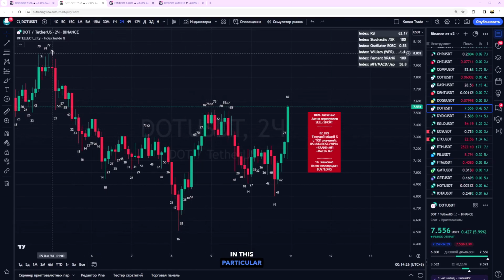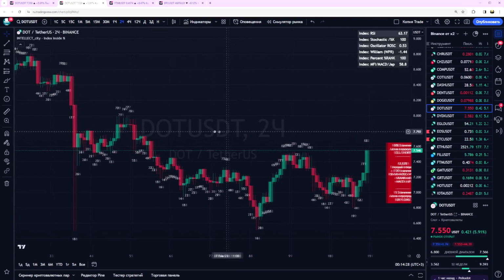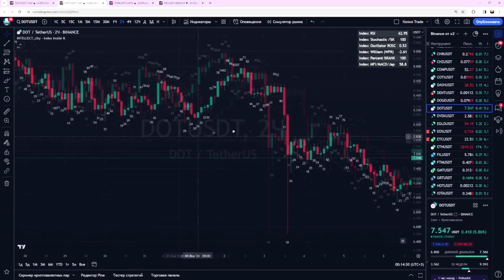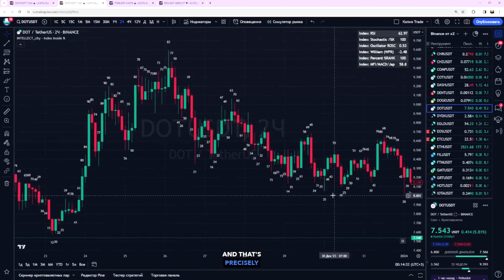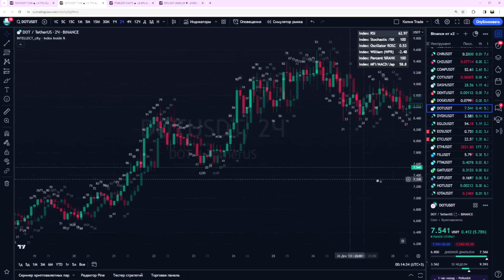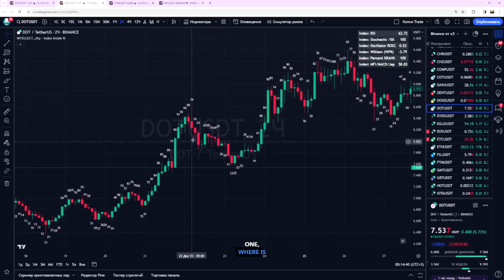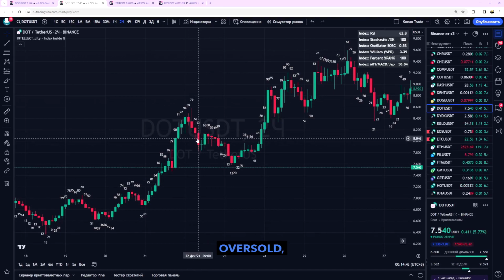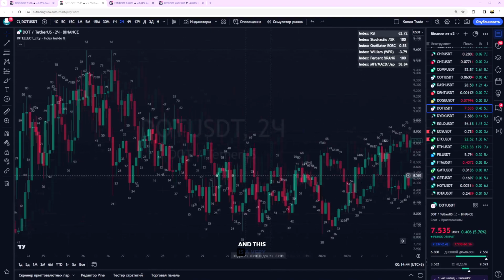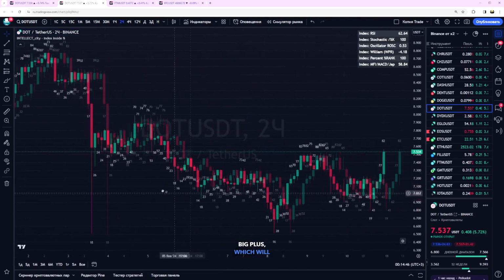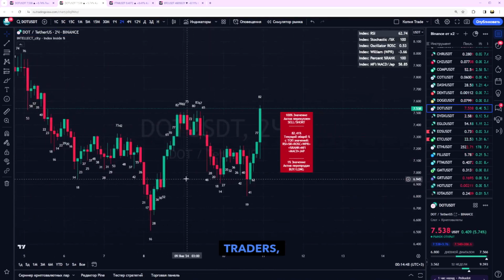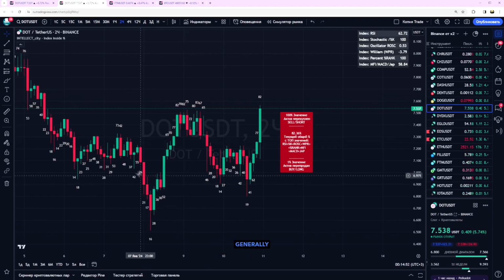However, in this particular indicator, the archives, the percentages, they don't redraw. And that's precisely why you can figure out where the entry points are. Where is the overheated asset and where is the underheated one? Where is it overbought? Where is it oversold? You know, yes, and this is a very big plus, which will put money in our pockets as traders precisely if we understand what and how it generally happens in trading.